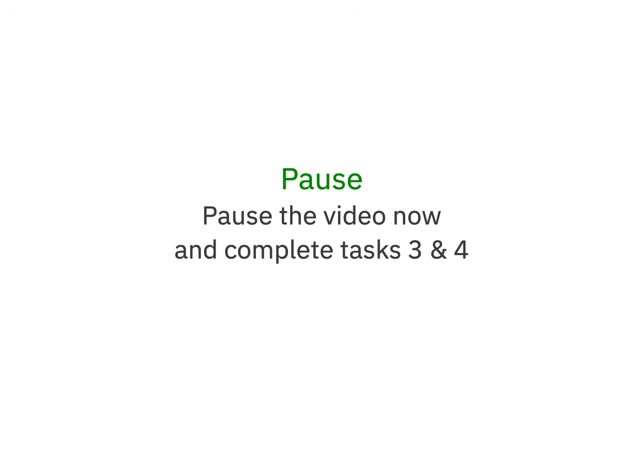Alright, at this point you can pause the video and complete task 3, which is to implement Quicksort in Python and test your implementation on randomly generated arrays, and task 4, which is to time your implementation across different array lengths similarly to the way you did this for selection sort. Hit play again when you're ready to continue.